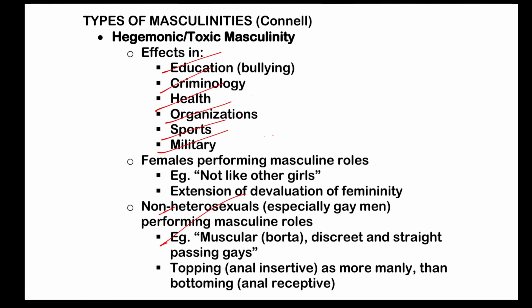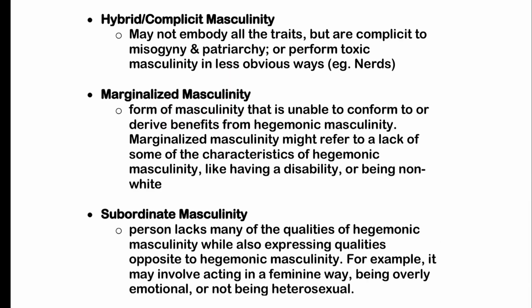It can also get into females and also non-heterosexuals. Now, Connell also identified 3 other types of masculinities that are not as powerful or as accepted as toxic or hegemonic masculinity. The first one is hybrid or complicit masculinity. And these people who have this type of masculinity, these men who have this, may not embody all the traits but are complicit to misogyny and patriarchy, or perform toxic masculinity in less obvious ways.